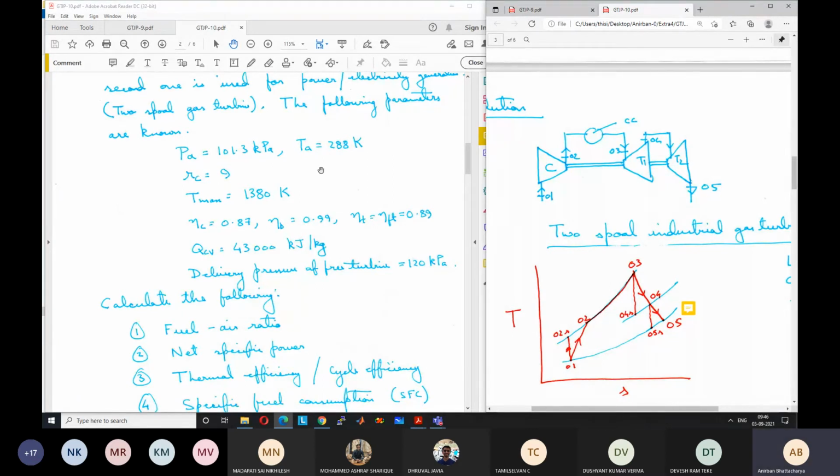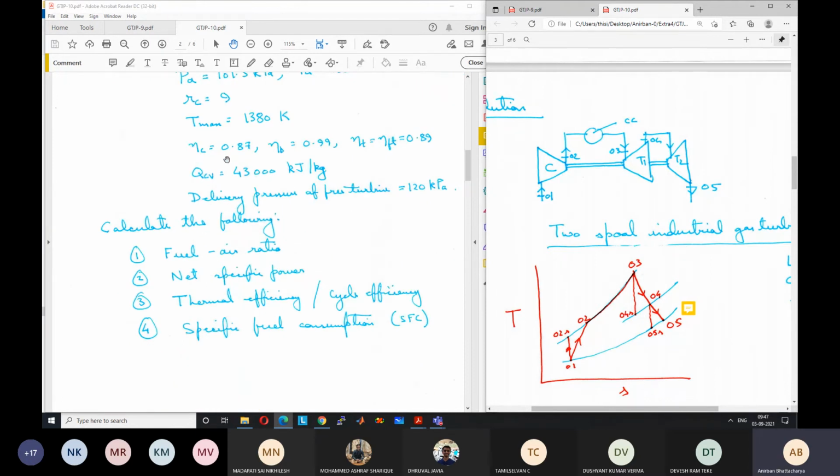So atmospheric conditions, the ambient conditions, will be known. This is an industrial turbine. The ambient pressure PA is 101.3 kilopascal, and the ambient temperature is 15 degrees centigrade, 288 Kelvin. The compressor pressure ratio is 9. The maximum temperature in the cycle is 1380 Kelvin. And the efficiencies are known.